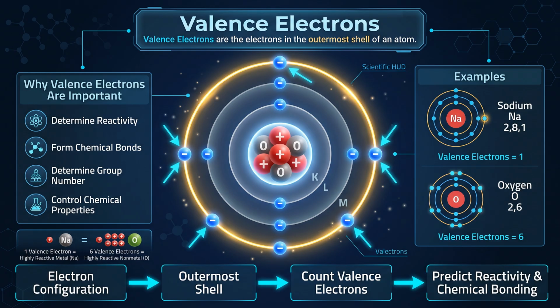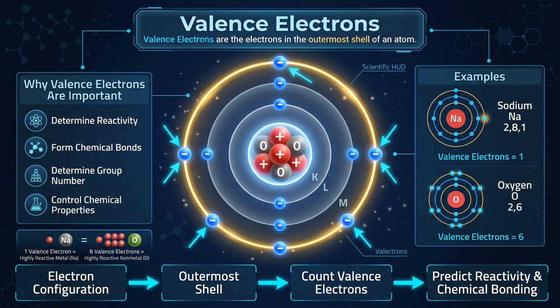Valence electrons influence many physical and chemical properties of substances. They determine whether an element behaves as a metal, nonmetal, or metalloid. They affect electrical conductivity, melting point, boiling point, hardness, chemical reactivity, oxidation states, and the types of compounds an element forms. Nearly every chemical property of an element is connected in some way to its valence electrons.